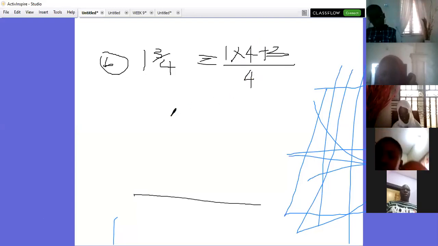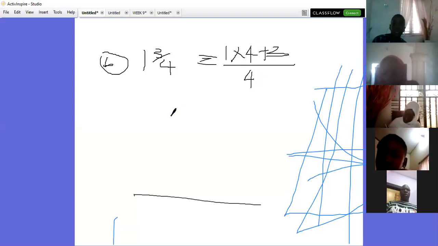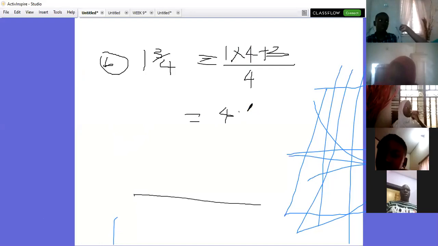I'm trying to test if you could identify the whole number, the denominator and the numerator, which you did perfectly. So can you continue with your solution? What do we do first, according to what we have here? You do BODMAS. Multiplication first. 1 times 4 is 4. Then you add 3.